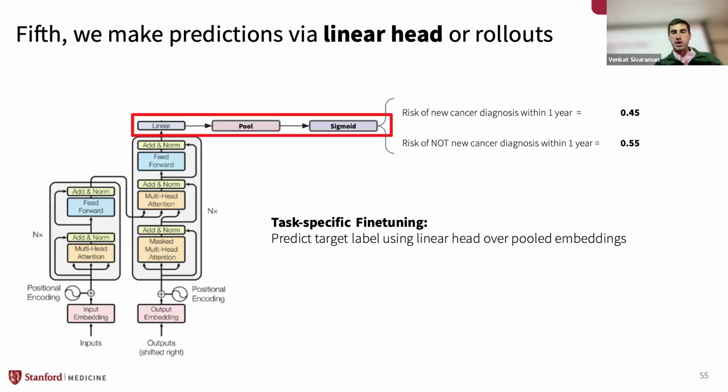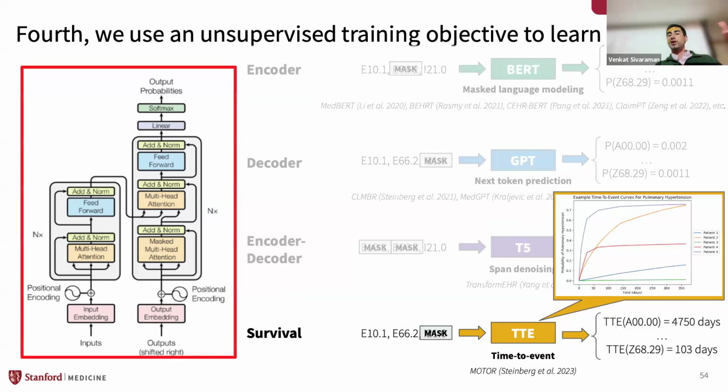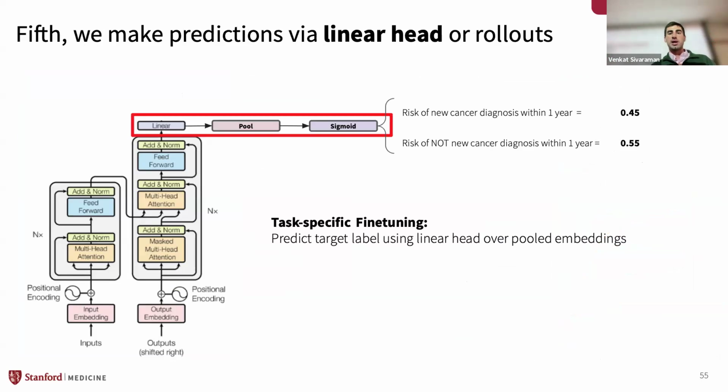Good question. Okay, so we've gone through the training objectives that people think about. Again, this is pretty much just standard stuff from NLP. Lastly, we train the model. How do we actually do predictions? One of the most common things to do is to add a linear head to your model, do some sort of pooling over your embeddings, and then fine tune this linear head for whatever task you care about. Maybe it's risk of new cancer diagnosis within 1 year. And here I'm just spitting out probabilities. That's also fairly common in other domains.